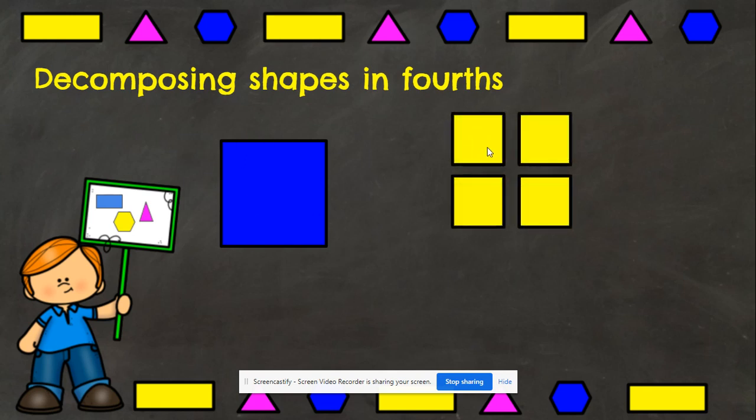So you can either do it like this. 4 smaller squares pueden descomponer en 4 cuadrados más pequeños. And this is 1/4 or a quarter of a square.